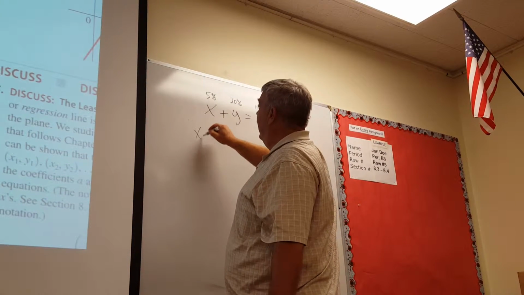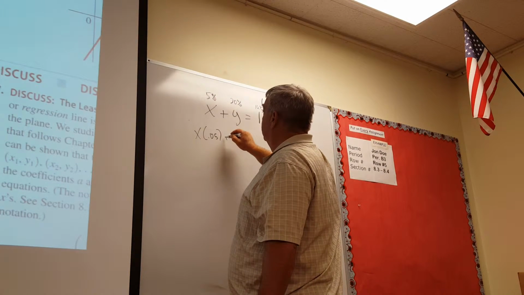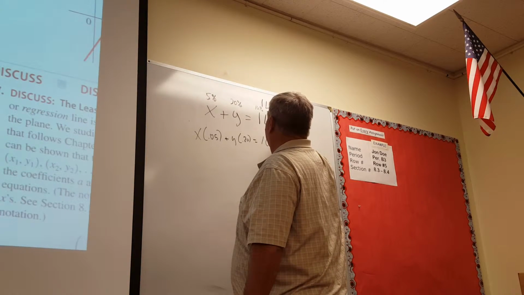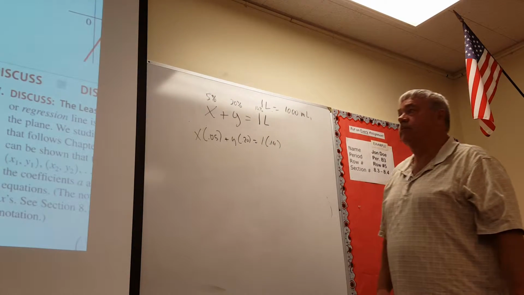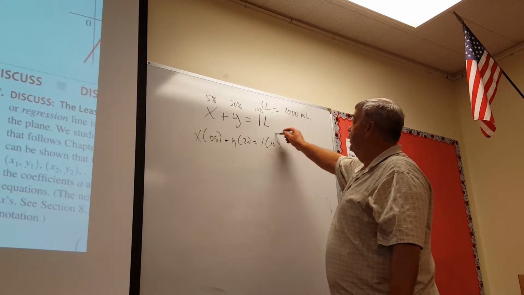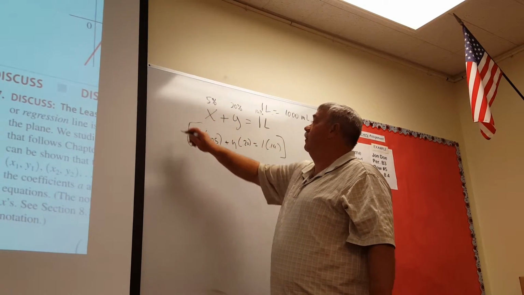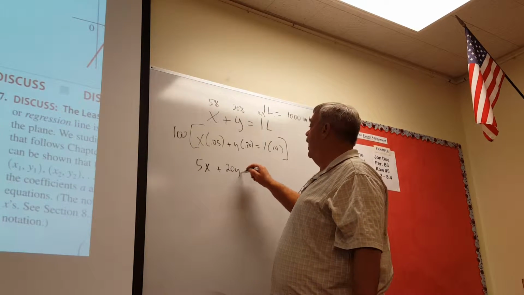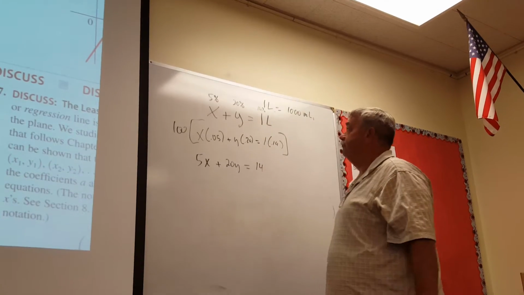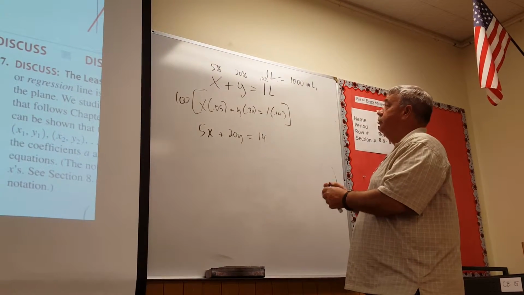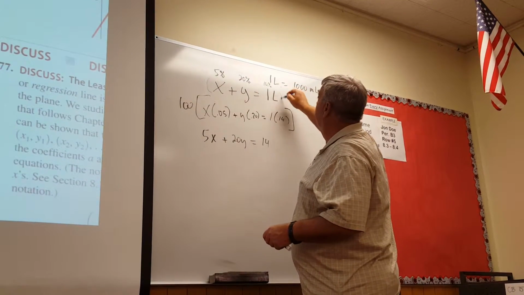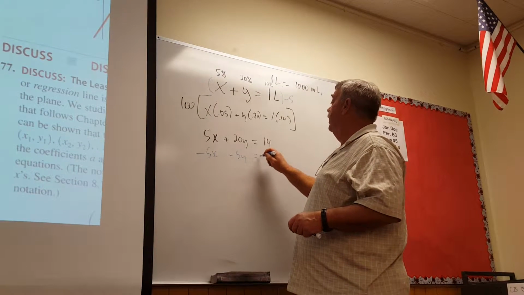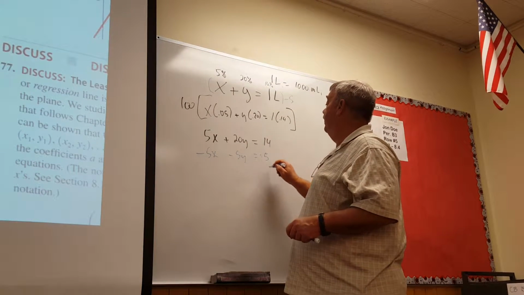So that means we have x times 0.05 plus y times 0.20 equals 1 times 0.14. Times this one by 100. So 5x plus 20y equals 14. We're going to times this one by -5. So negative 5x minus 5y equals -5.